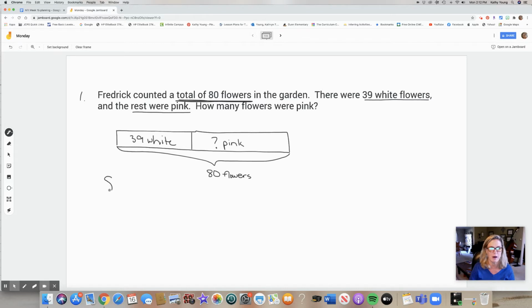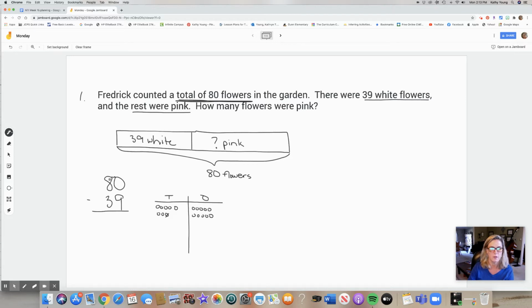I'm going to start out with our algorithm, 80 minus 39. I'm going to show you this with the place value chart at the same time because they kind of go together. So if I have 80 minus 39, if I have 0 ones, I cannot take away 9, so I need to regroup a 10. So take one 10 and turn it into 10 ones.